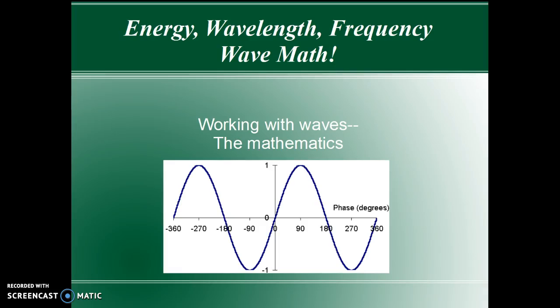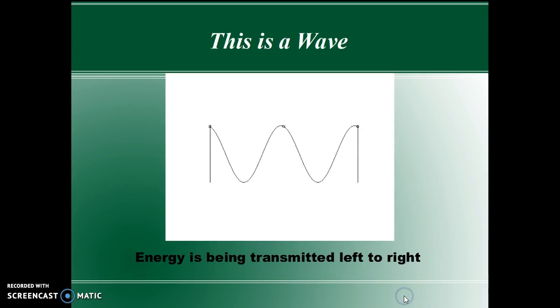Let's talk about wave math and how to calculate energy, wavelength, and frequency of waves, particularly light waves. This is a wave. As you see, energy is being transmitted left to right by the wave. The particles of whatever it is that the wave is in are going up and down, kind of like corks in a pond, but the energy is being transmitted from left to right.